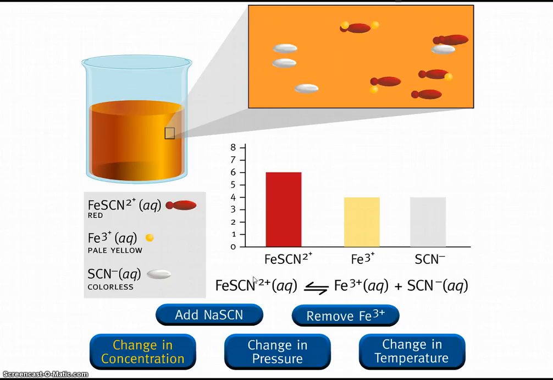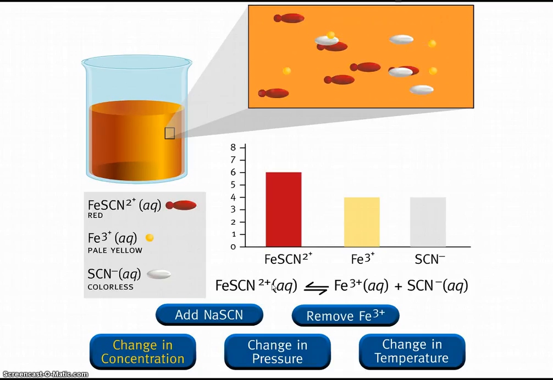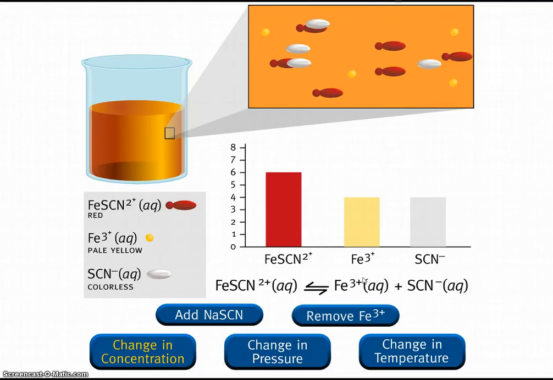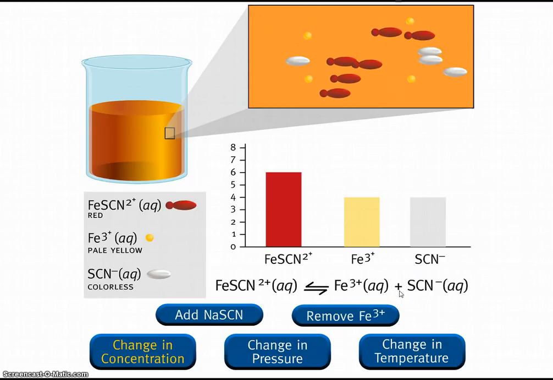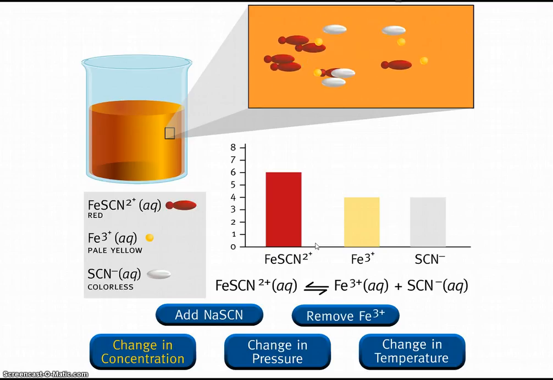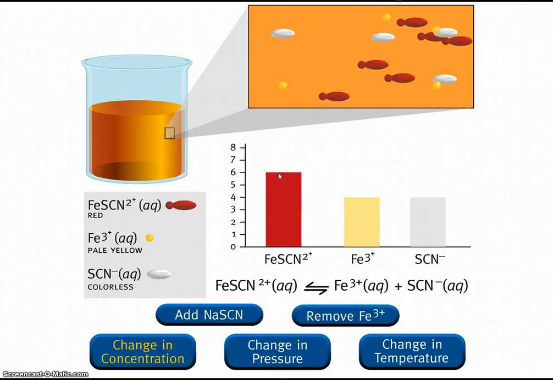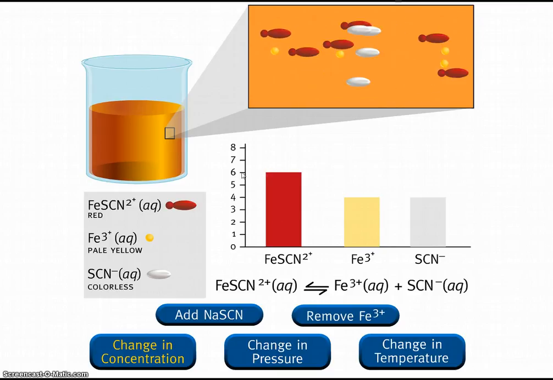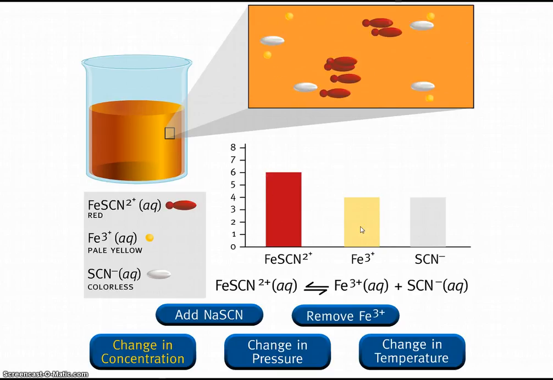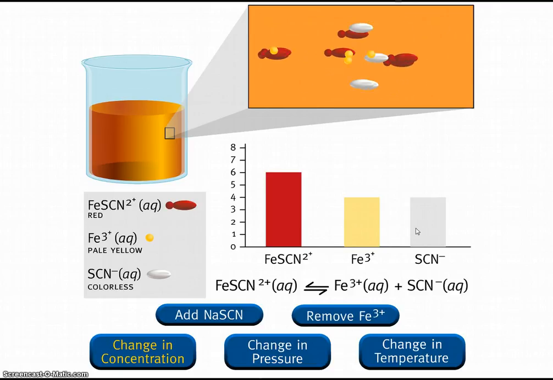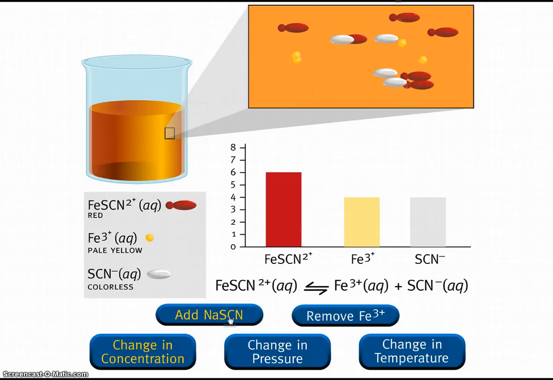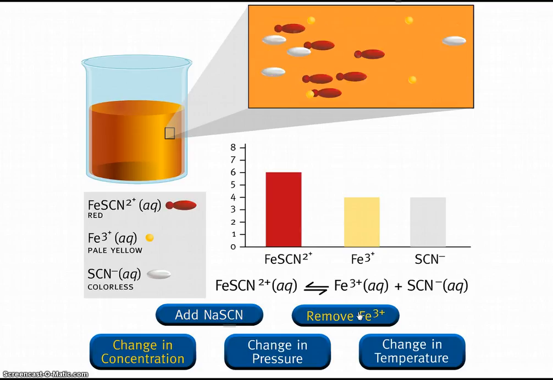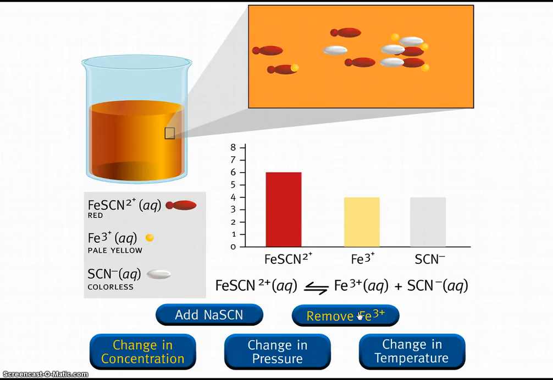There is an iron compound, and it is in equilibrium with the iron ion and the rest of this. I think this is thiocyanate. So at equilibrium, we can see there are these certain amounts. The concentration of iron thiocyanate is slightly higher at 6, let's say this is 6 molar, and the iron ion and the thiocyanate ion are roughly at 4. So what we can do is either add a component or remove a component. Let's look first at what happens when we add a component.